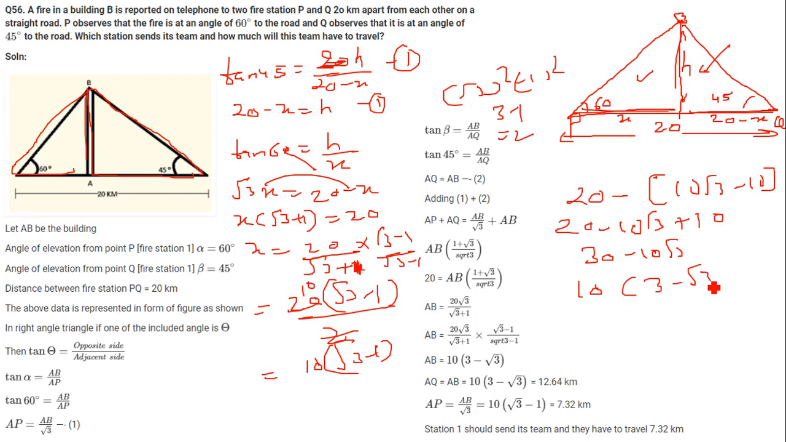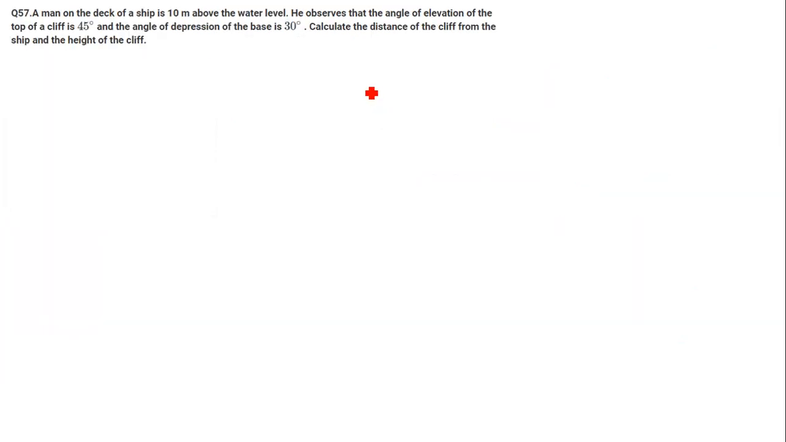Let me take 10 outside. So it will be 10 times 3 minus root 3. This distance is 10 times 3 minus root 3. So you can put root 3 as 1.732 and you can get these two answers. So this one is 10 times 3 minus root 3, and this one is 10 times root 3 minus 1. So you can just always use root 3 as 1.732 here or here, and then you can find out the value in decimals also.